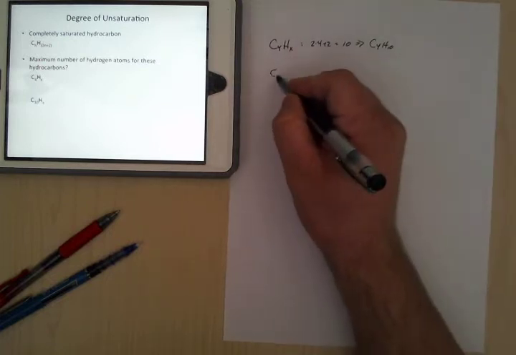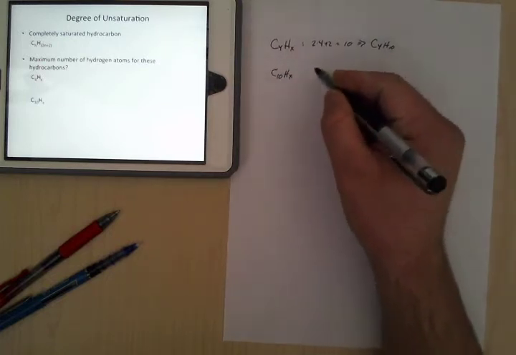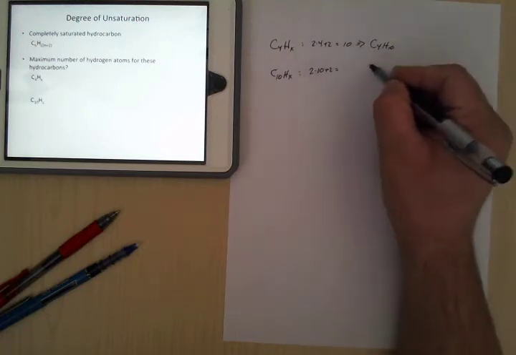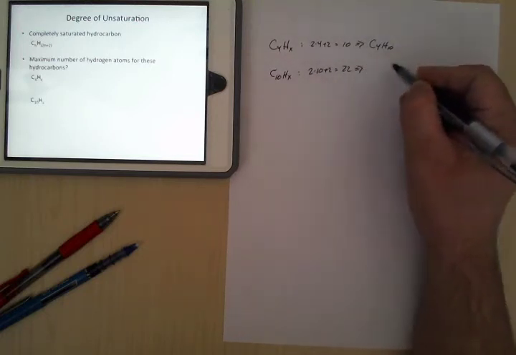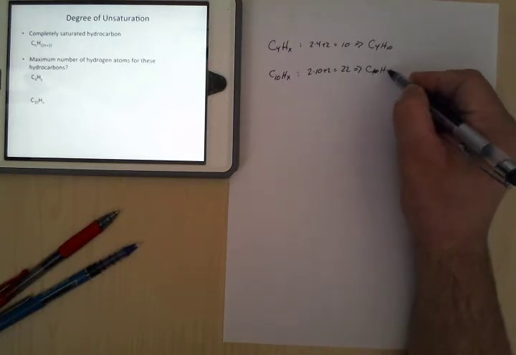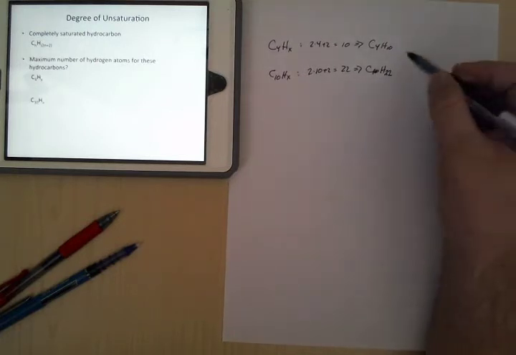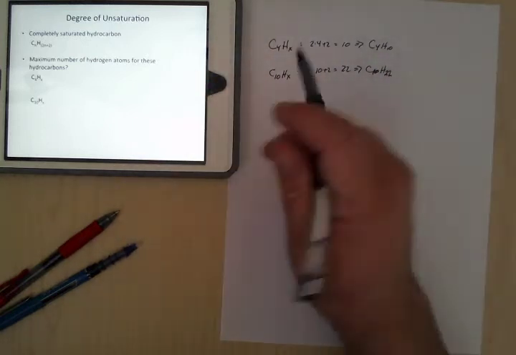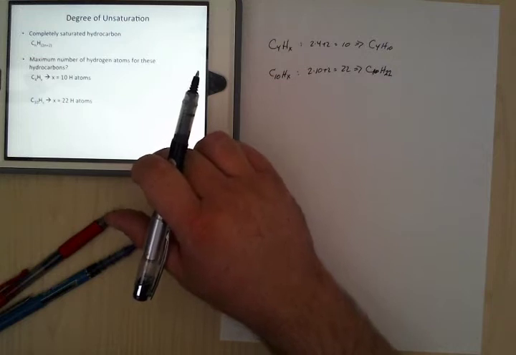So if we have C10, what's the maximum hydrogens that we can get? It's 2 times 10 plus 2, so it'd be 22. So we see C10H22. Okay, so this is the heaviest it could be. That's the most hydrogens you could have on there.